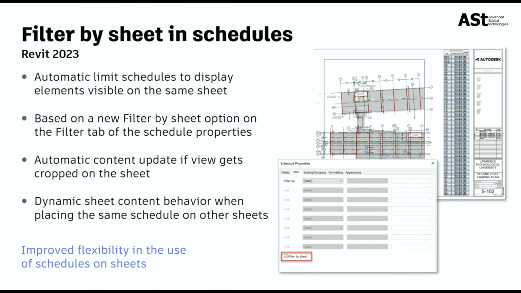So the schedule is still live. If you crop a view on the sheet, the contents of the schedule will instantly update. As the sheet filtering behavior is dynamic, you can place the same schedule onto multiple sheets, and each instance of the schedule will display the elements found on its respective sheet.